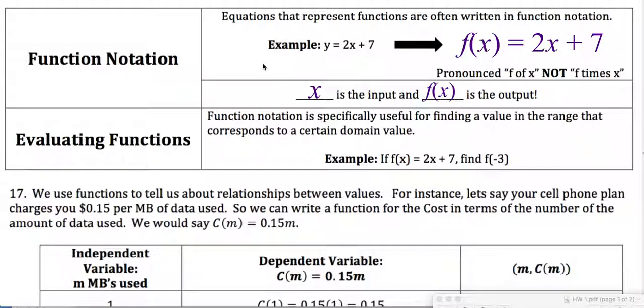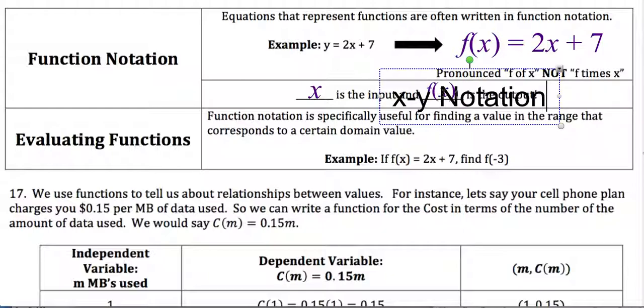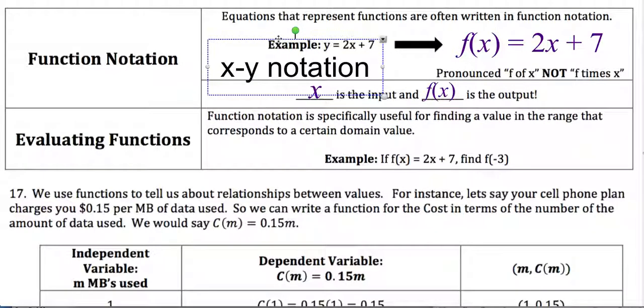So this here is considered XY notation. Let's go ahead and put that right under there. That would be XY notation. That's the way that you're normally used to seeing it, but now we're going to change over to what we call function notation. Now I know that this kind of looks like multiplication because of the parentheses, but this is really just a symbol. We say f of x, not f times x. So again, that's more of a symbol rather than an operation.